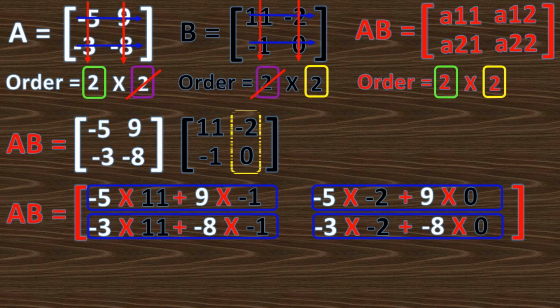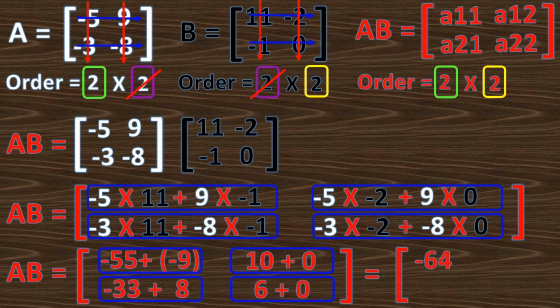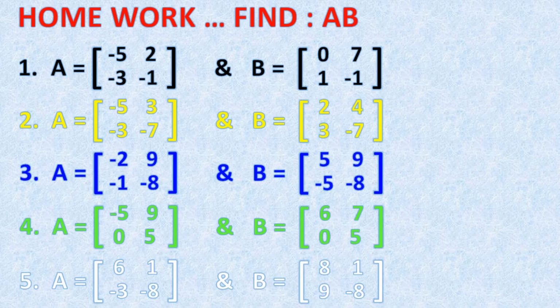Now in the next line we are writing AB is equal to, the format will be 2 by 2, means 4 boxes. First box solution is minus 55 minus 9. Second, 10 plus 0. Third, minus 33 plus 8. And fourth, 6 plus 0. So finally we got minus 55 and minus 9 is minus 64. 10 and 0 is 10. Minus 33 and 8 is minus 25. 6 and 0 is 6. So we got the final answer for the fourth question also.